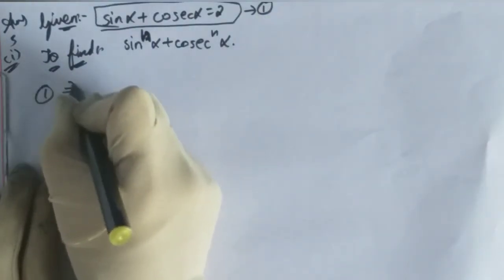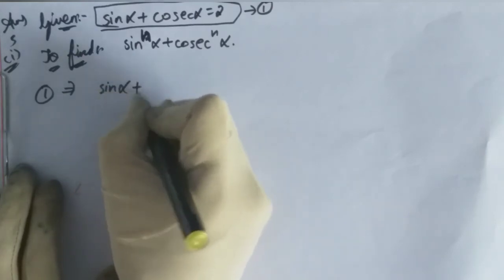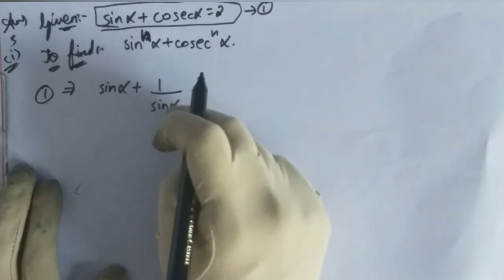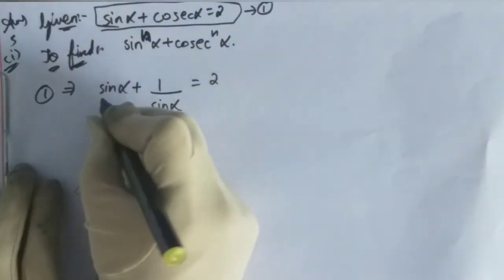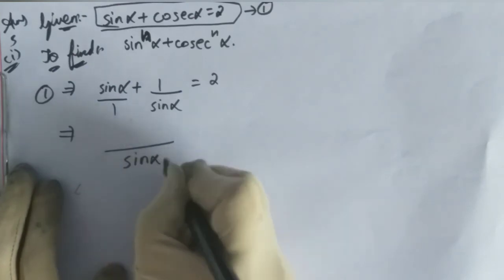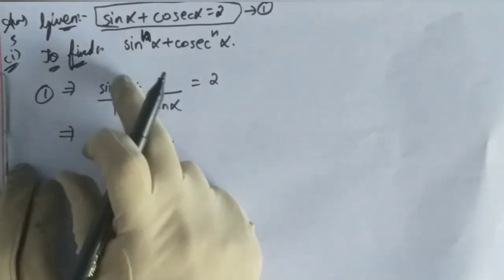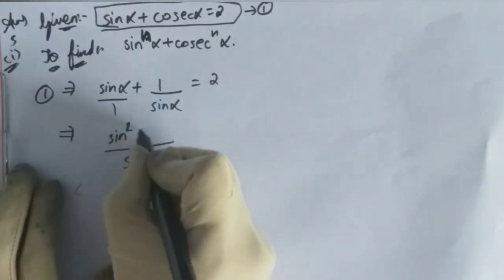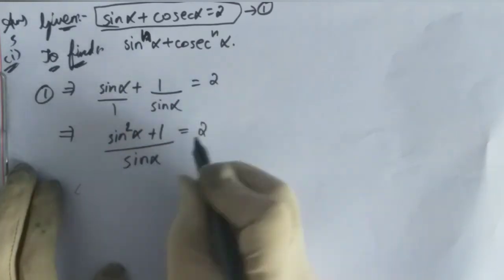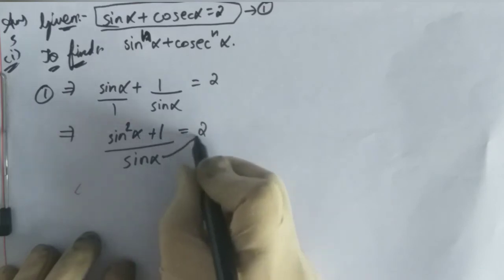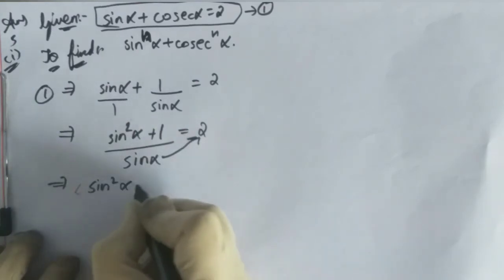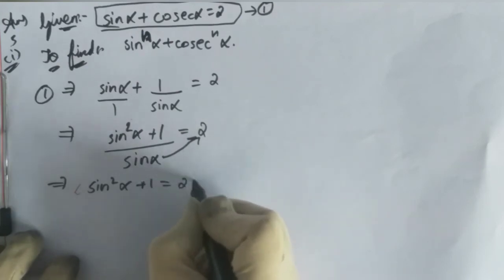So equation 1 implies sin alpha, plus cosecant alpha can be written as 1 by sin alpha. Why? Cosecant alpha is the inverse of sin alpha. We know that, right? Now take the LCM of 1 and sin alpha. Sin alpha into sin alpha, sin square alpha, plus sin alpha divided by sin alpha, 1 into 1, is equal to 2. Now this divided by sin alpha I will send to the RHS. So it becomes sin square alpha plus 1 is equal to 2 sin alpha.